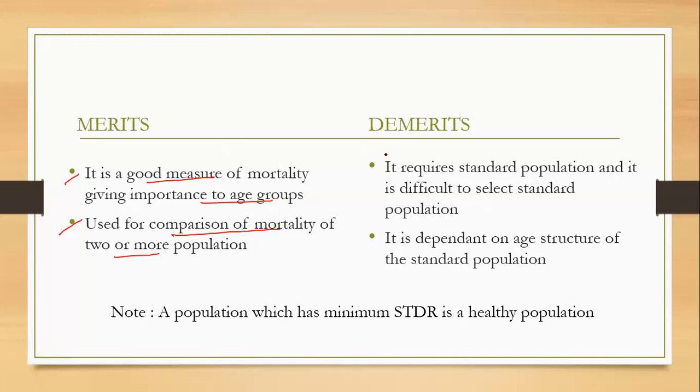Coming to the demerits, these types of merits and demerits you should know for each method. Such types of questions they ask for 2 marks. Write the merits and demerits of standardized death rate or write the merits of crude birth rate. So you should know the merits and demerits meaning of each and every method. Okay, demerit: it requires a standard population as it is difficult to select a standard population.